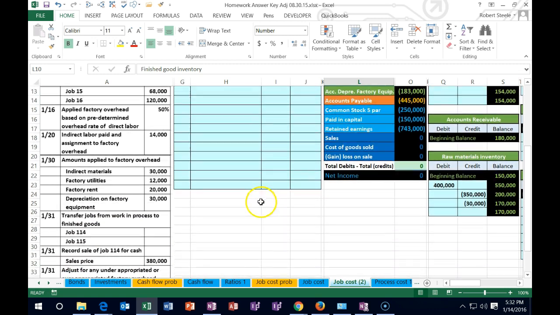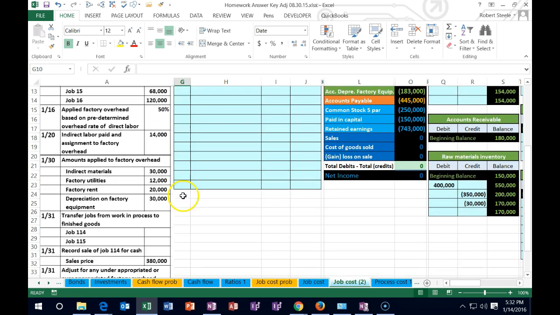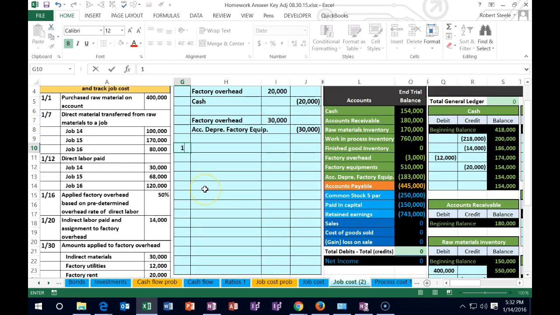And in this case, we are transferring jobs 14 and 15. Congratulations, we have completed those jobs. We're going to transfer the amounts in those jobs to finished goods. So that is going to happen on 131. So 131, what's going to happen is finished goods is going to go up and work in process is going to go down. We're going to have to look at the job sheets to see how much by, because whatever is in the job sheets, that's the amounts that we're going to use.